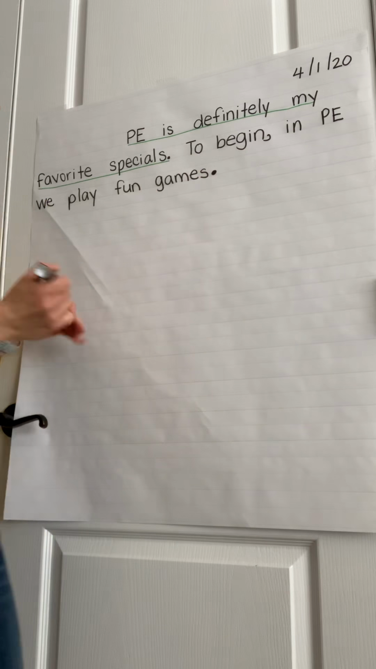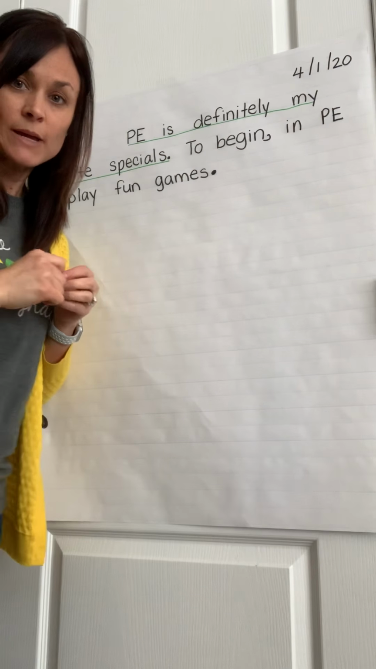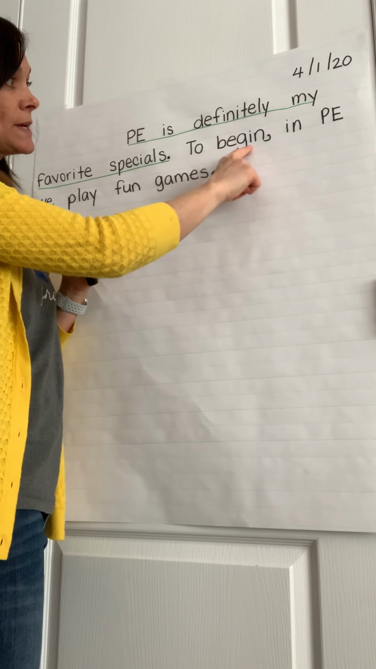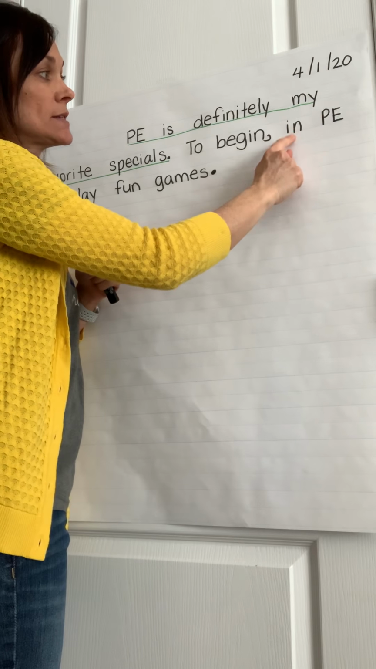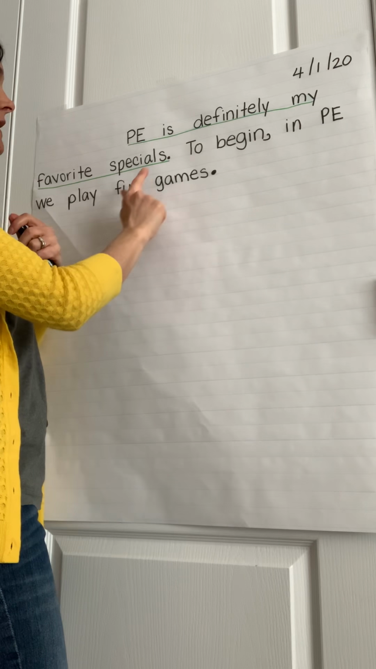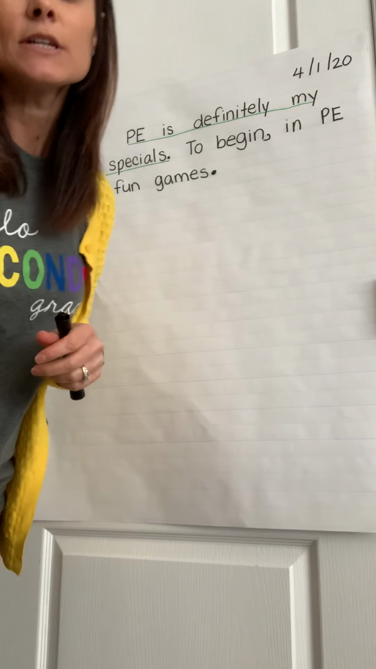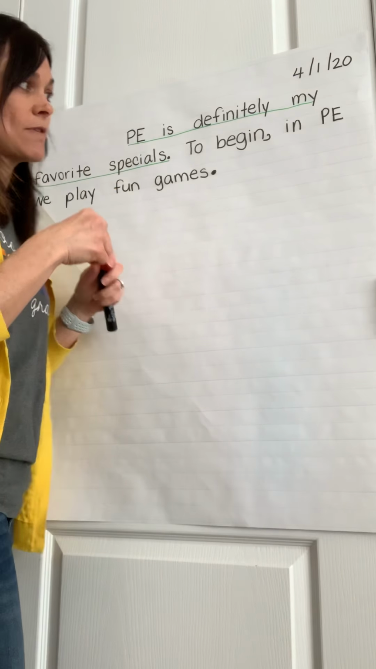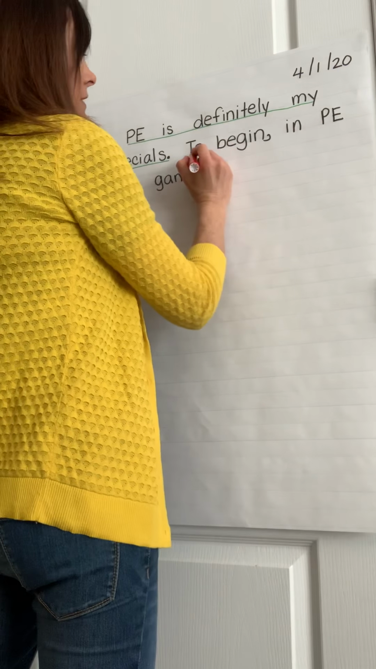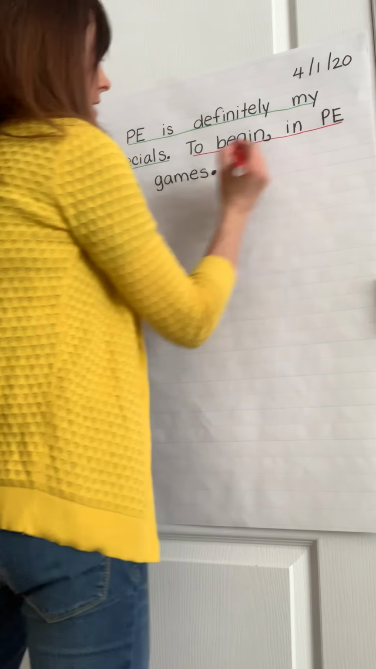End it with a period. So that is my first big idea. I have my transition word to begin, and then I put what my big idea was or is. In PE, we play fun games. So then you're going to take your red crayon or colored pencil and you're going to underline your big idea in red. So I'm going to underline my big idea in red.